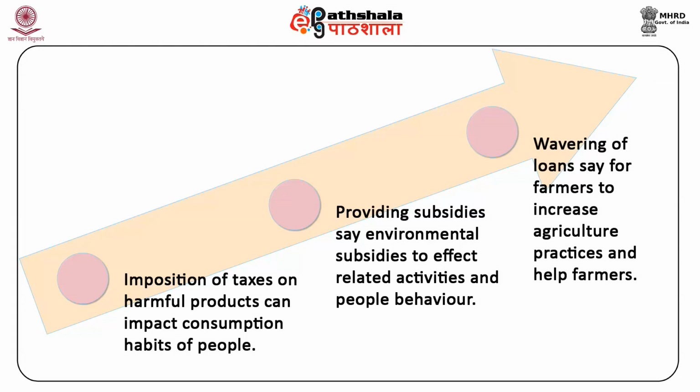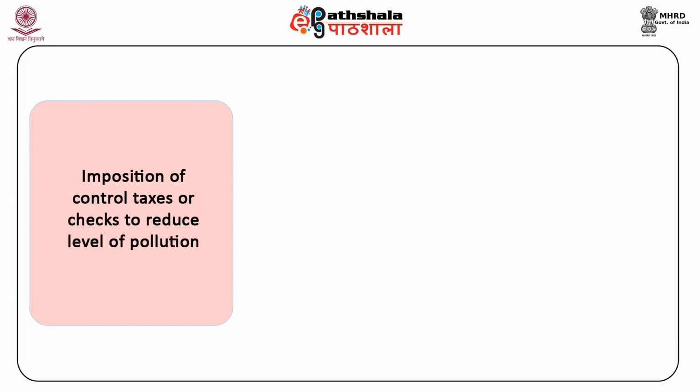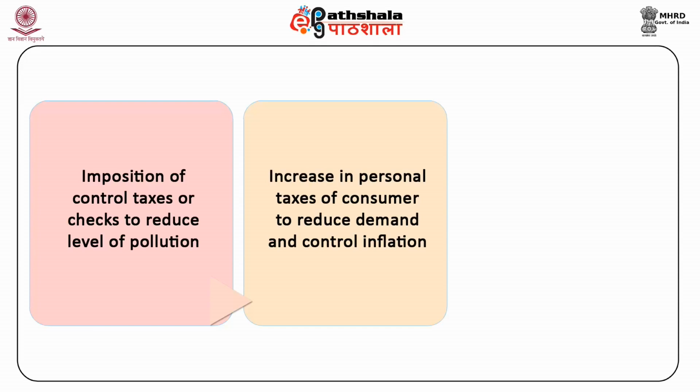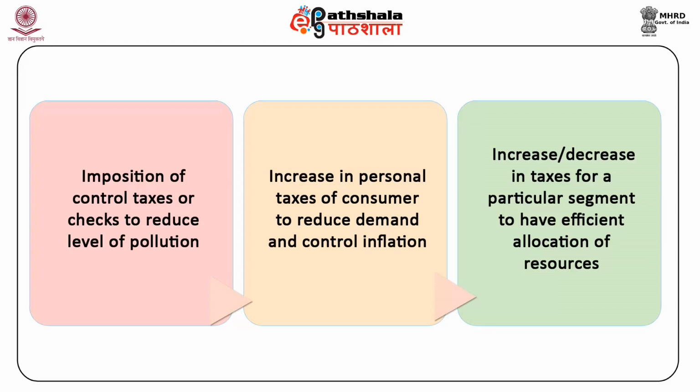Third, waiving of loans, say for farmers, to increase agriculture practices and help farmers. Fourth, imposition of control taxes or checks to reduce the level of pollution. Fifth, increase in personal taxes of consumers to reduce demand and control inflation. Sixth, increase or decrease in taxes for a particular segment to have efficient allocation of resources.